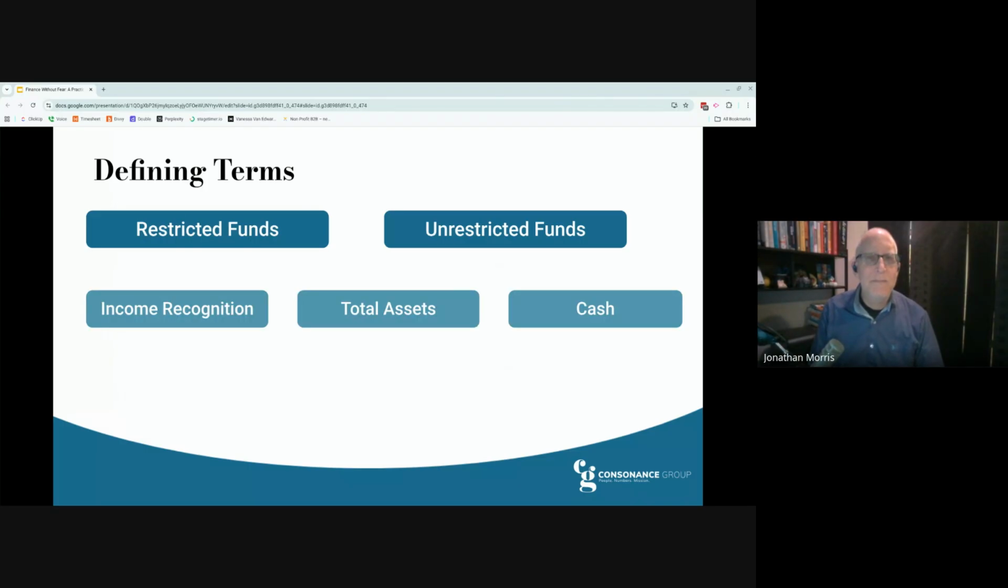Next batch of terms: income recognition versus assets versus cash. So income recognition is when you record revenue because it's been earned or promised, even if you haven't been paid yet. It's the accrual example we gave earlier. Assets are what you own or control: cash, receivables, revenue that's awarded or pledged but not yet received, equipment, and so on. Cash is just one type of asset. That's the actual money in the bank accounts today.